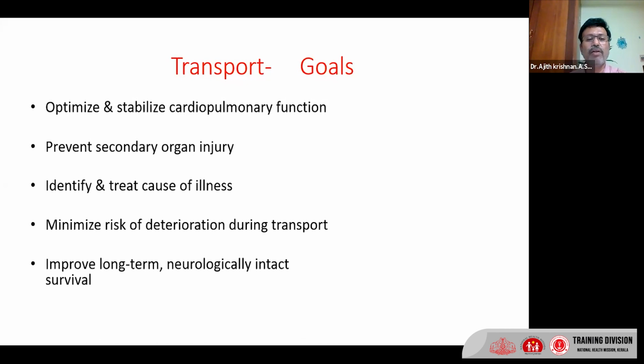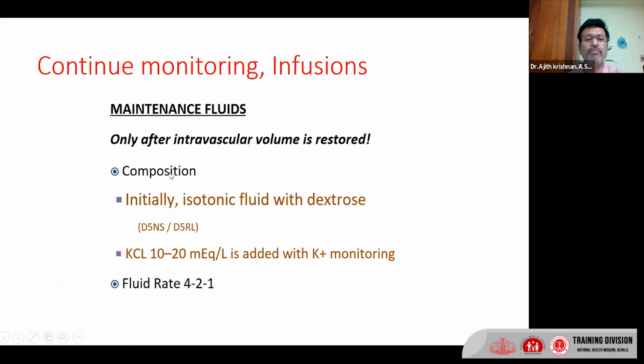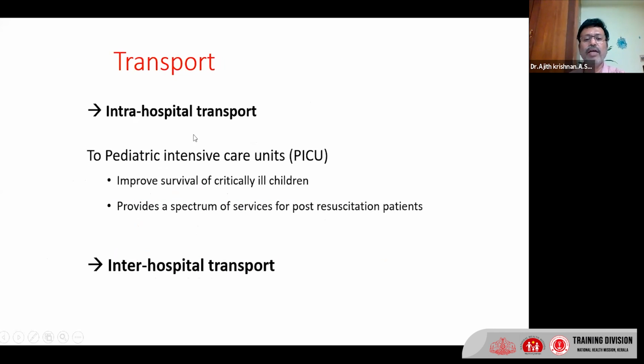So you have to transport in that stabilized form. All the things, whatever infusion is there, ventilatory support, whatever is there, you have to continue all these during transport. So continue monitoring, infusions, maintenance fluid. Only after intravascular volume is restored, you go on to the maintenance fluid with potassium added, at the maintenance rate. This child was transported intra-hospital to the PICU.